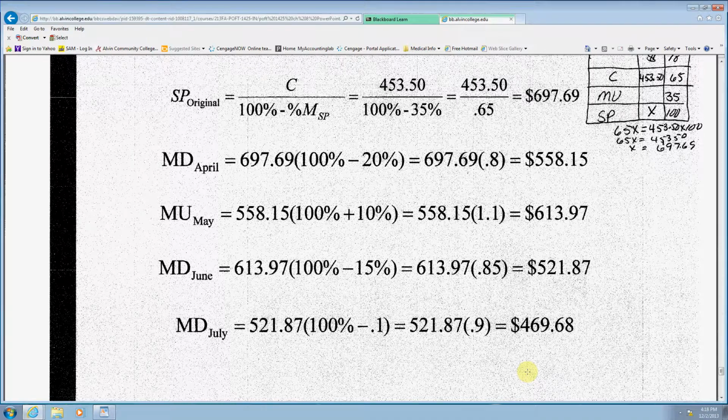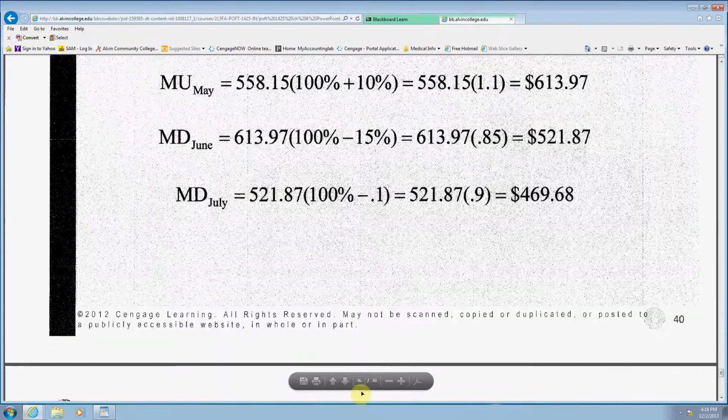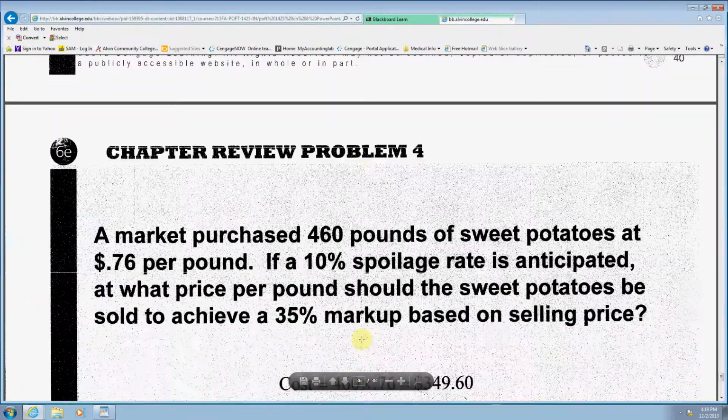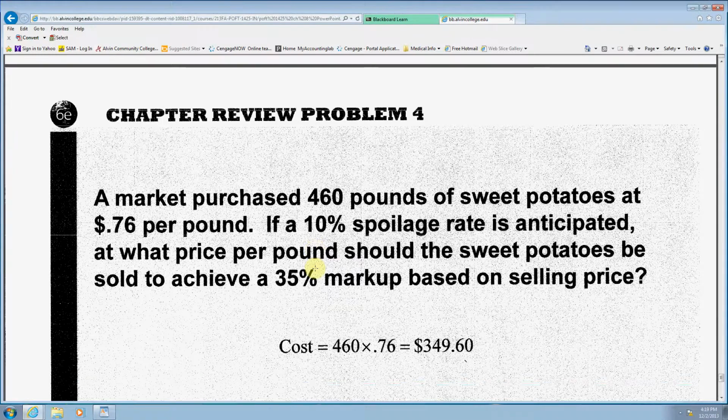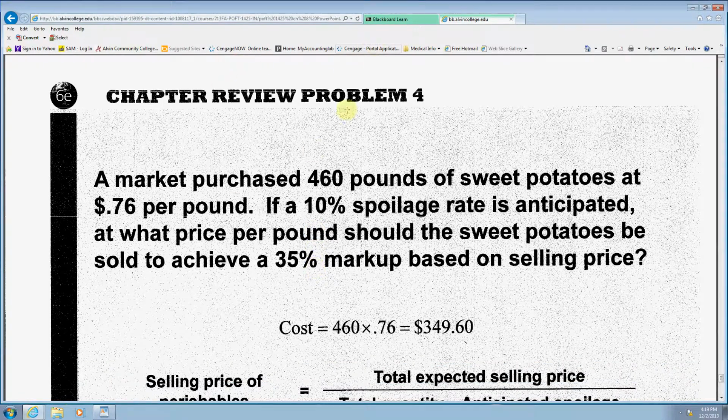The last one we have is on perishables. A market purchased 460 pounds of sweet potatoes at 76 cents per pound. If a 10% spoilage rate is anticipated, at what price per pound should the sweet potatoes be sold to achieve a 35% markup based on selling price? So our cost, 460 pounds times 76 cents, was $349.60.